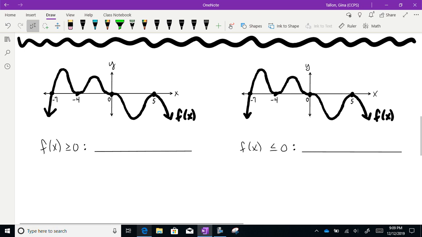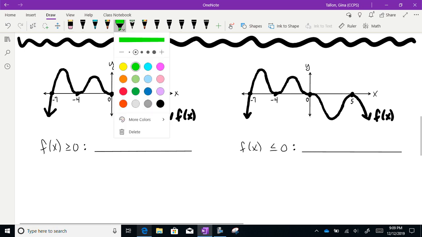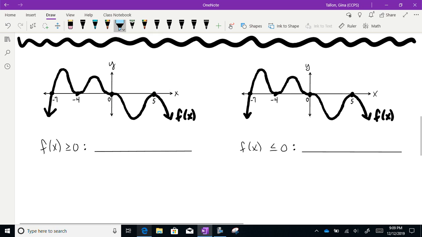All right, so f of x is greater than 0. I think I'm going to pick a different color this time, if you don't mind. I like blue, so I'm going to do a blue highlight this time. Greater than or equal to 0. Y is greater than or equal to 0. The equal to 0 part means on the x-axis. The greater than 0 part means above the x-axis. So this is either on or above the x-axis.